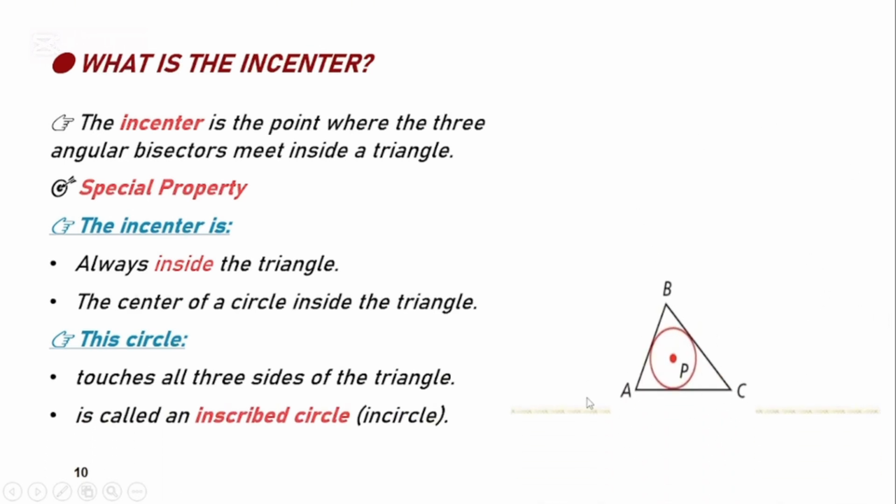Look at this figure. We have a triangle ABC. P is the point of intersection of the three angular bisectors. From P, we draw a circle that touches all three sides of the triangle, and it is called inscribed circle because it is inside the triangle.